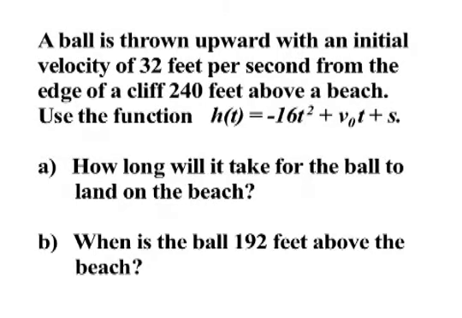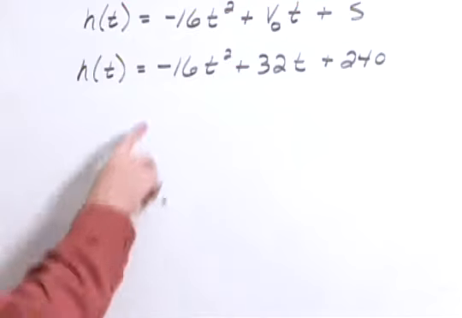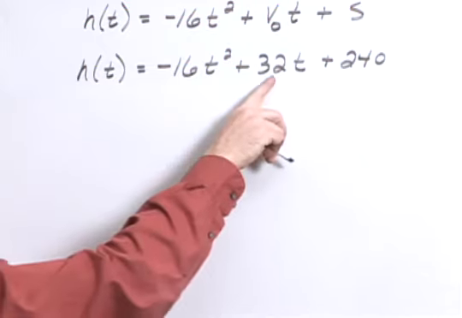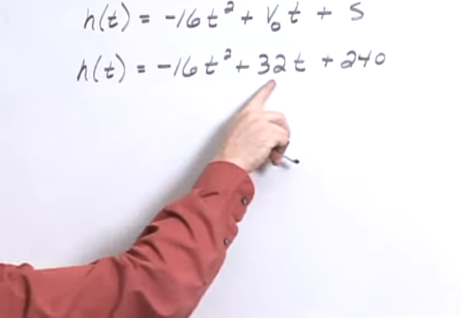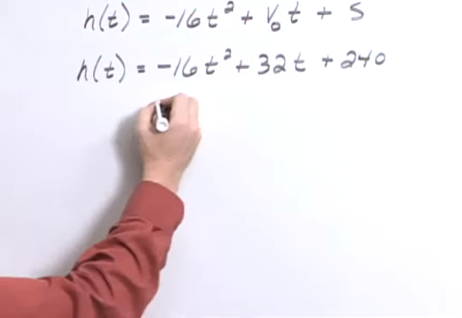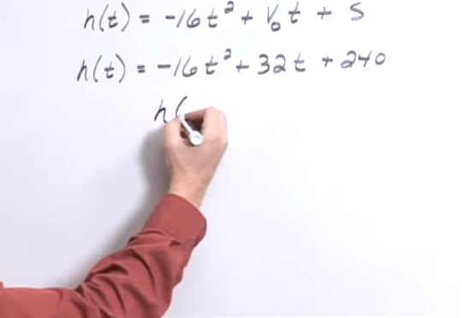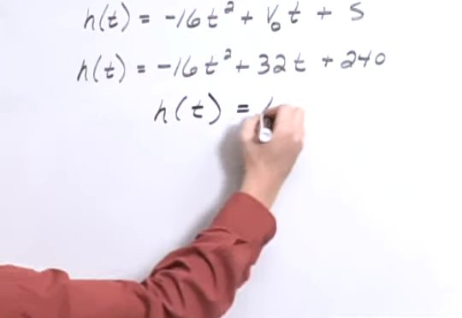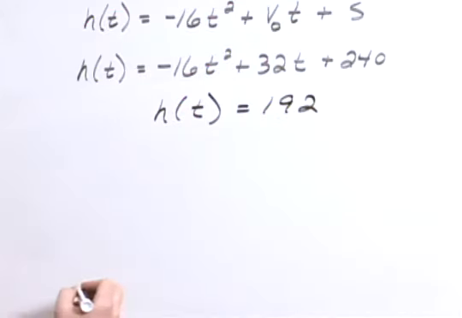B. When is the ball 192 feet above the beach? Again, for B, I want to use this modified function where I've substituted 32 in for my initial velocity and 240 in for my initial position. The question asks when will it be 192 feet? So in other words, when will this height equal 192?